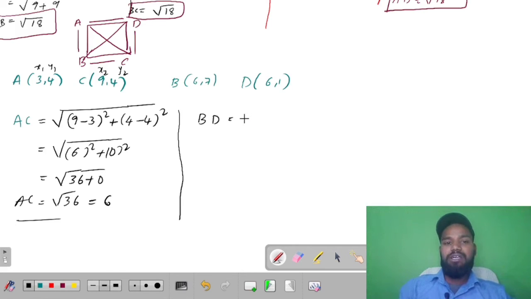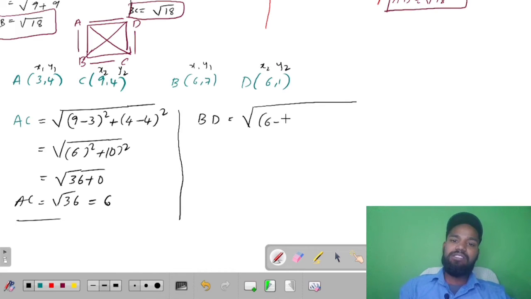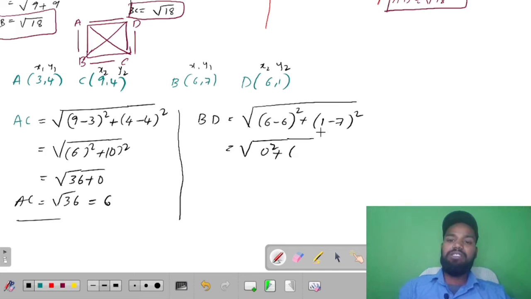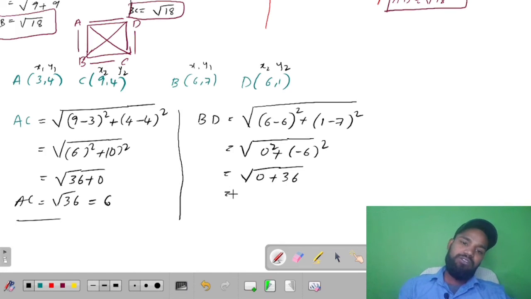So BD is under root. Here this is x1 and y1, this is x2 and y2. So x2 minus x1, 6 minus 6, plus y2 minus y1. That is 6 minus 6, 0, whole square, plus 1 minus 7. What is 1 minus 7? That is minus 6 whole square. That equals 0 plus 36, which is under root 36. So can I write this as 6? Yes. So the BD value is 6.